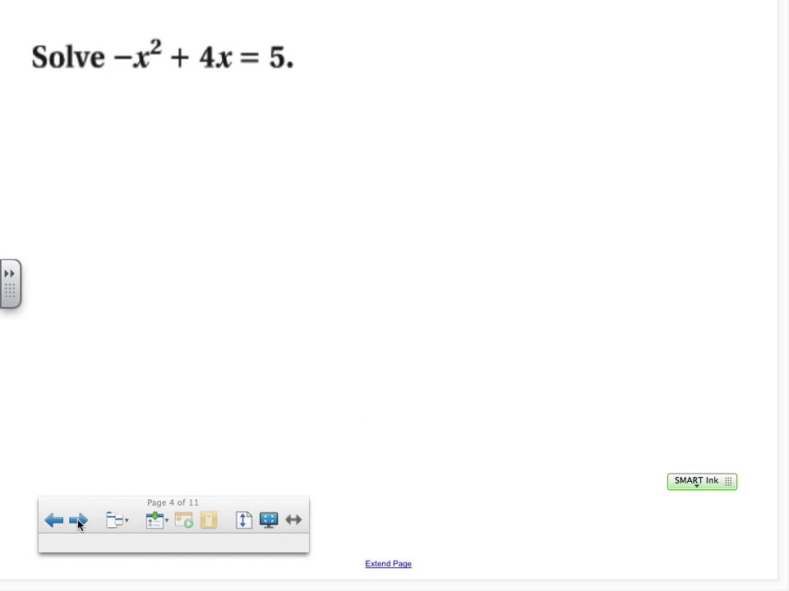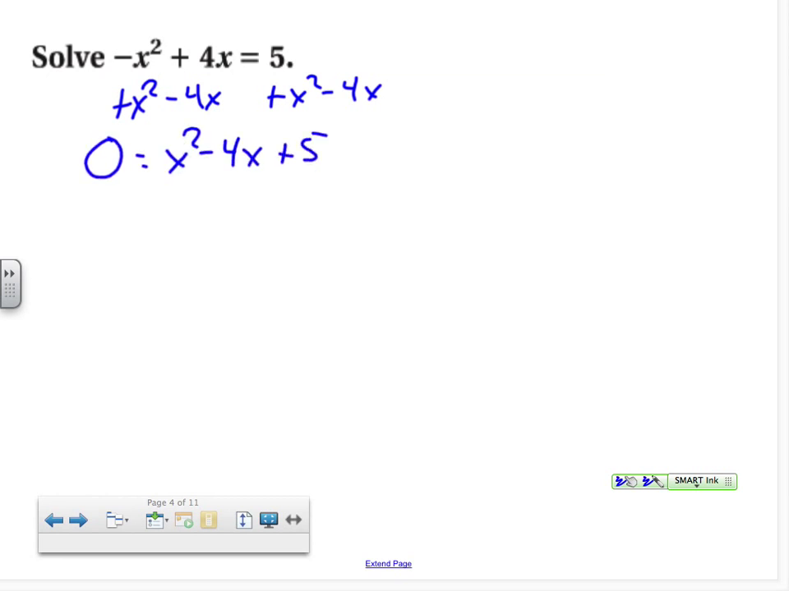So this first example, we got negative x squared plus 4x equals 50. We need to get it in standard form like always for quadratics. You got two choices. You can move everything to the left or move everything to the right. In this case, I'm going to move everything to the right. It's just a matter of preference for me, I like my a to be positive. So I'm going to add x squared, subtract 4x. I got 0 equals x squared minus 4x plus 5. We got my quadratic.